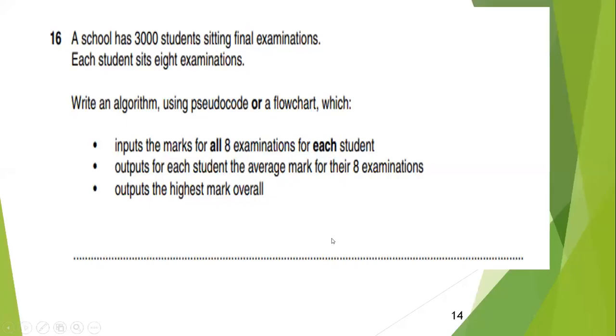Now see this one. A school has 3,000 students. Instead of 3,000, you can use 3 students sitting the final examination, and each student sits 8 exams, so instead of 8, you can give 2, so that you can check your accuracy. Write an algorithm using pseudocode or flowchart which inputs the marks for all 8 examinations for each student, but instead of 8, use 2 examinations. Then output for each student.